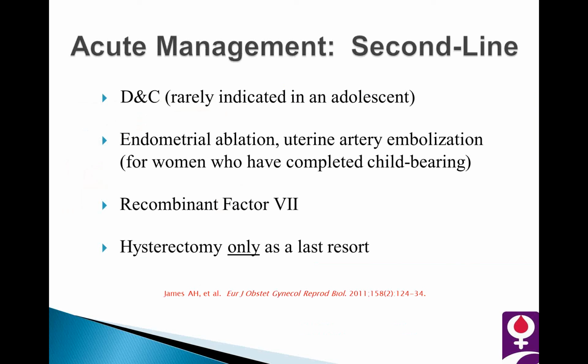So, second line options, once again. It is rarely indicated to do a D&C in an adolescent. Occasionally, it is, however, something that needs to be done if unresponsive to other options. An endometrial ablation or uterine artery embolization is really reserved for those women who have completed childbearing. In addition, we want to reserve things like recombinant factor 7 as a last resort because it is really reserved for severe bleeding episodes for patients who have a known factor 7 deficiency. And we know that with this medication, it is an extreme procoagulant, so you need to be careful and work in conjunction with a hematologist. And finally, hysterectomy is extremely rarely indicated in an adolescent and is only as a last resort for a life-saving measure.